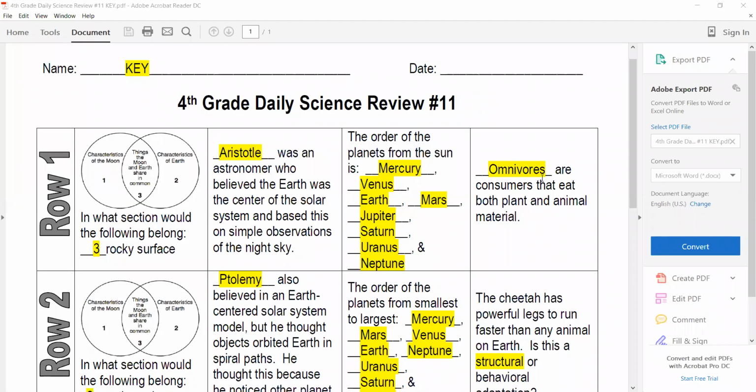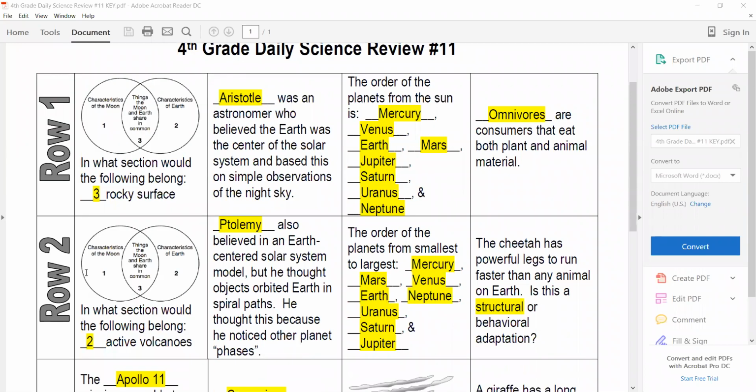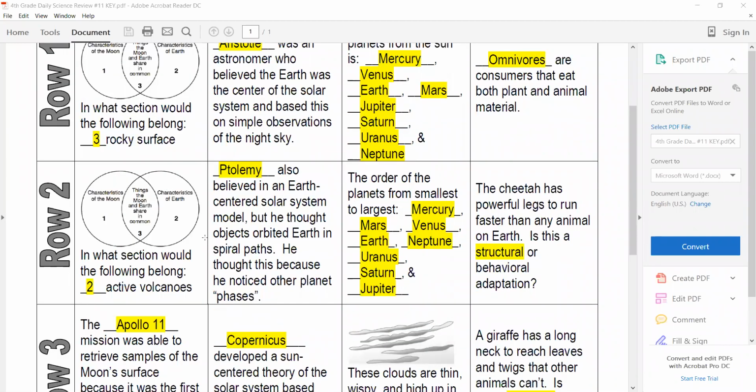Omnivores, they eat both plants and animals. That's us. Looking at the same Venn diagram, which one has active volcanoes? Well, that would just be Earth.